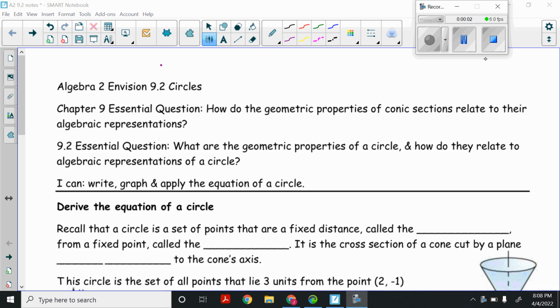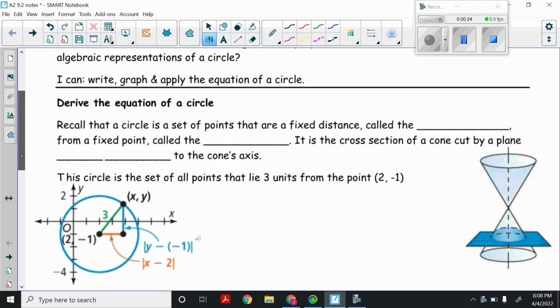All right, today in Algebra 2, we're looking at 9.2 circles. So the essential question for this section: what are the geometric properties of a circle and how do they relate to algebraic representations of a circle? After this lesson, you should be able to write, graph, and apply the equation of a circle. So we want to look at deriving the equation of a circle.